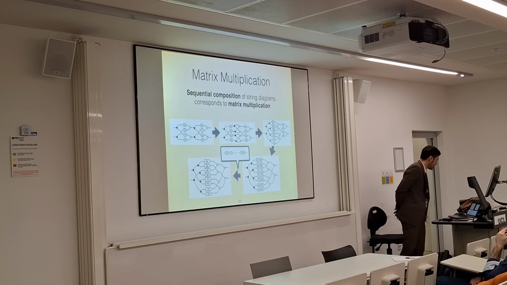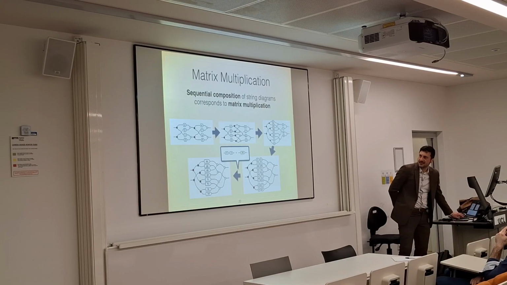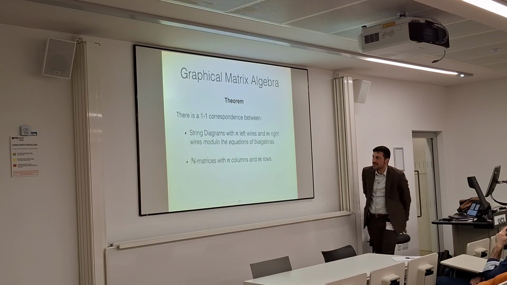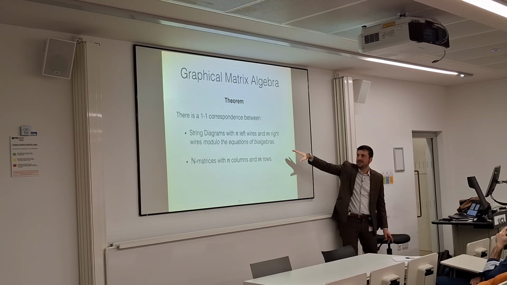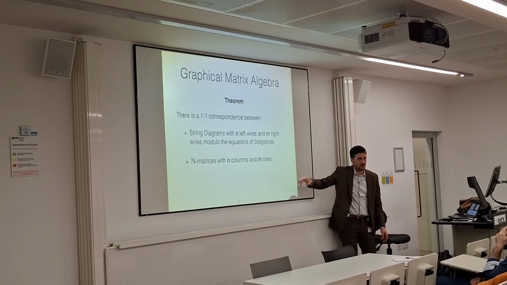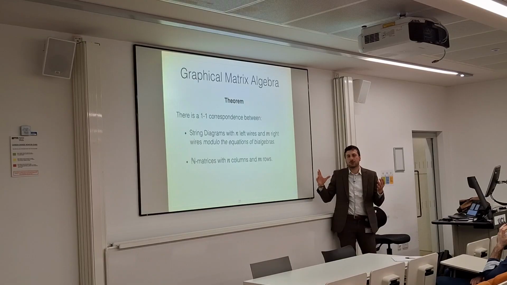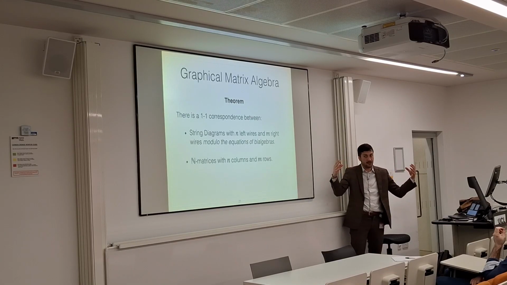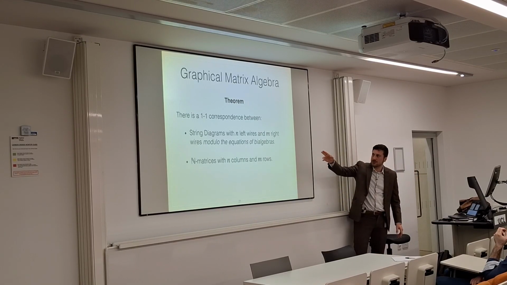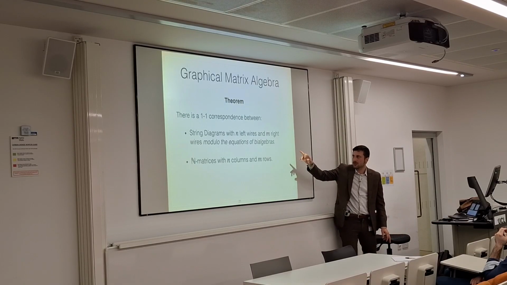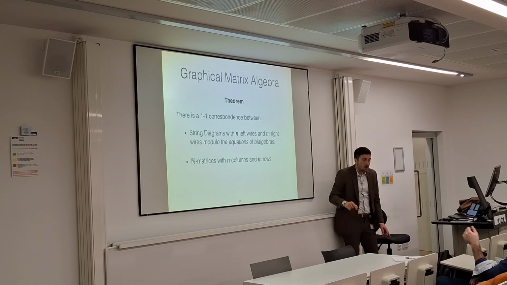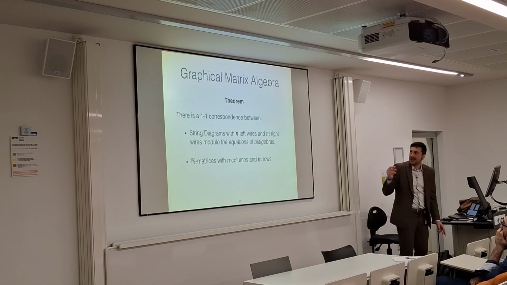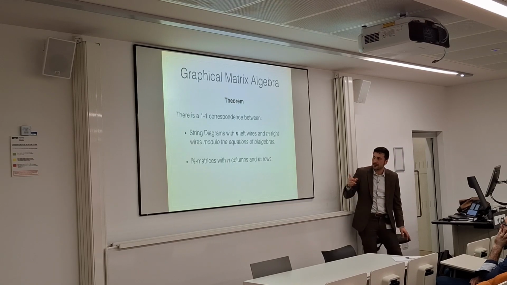Okay? So, this is not by accident. In fact, we can prove the following result. The string diagrams are in one-to-one correspondence with matrices, provided you quotient the string diagrams by the equations of bialgebras. So these equations we saw before, monoids, comonoids, and bialgebras, they are needed in order to ensure that 2 string diagrams that represent the same matrix are made equal. So if you take string diagrams modulo these equations, then they are in one-to-one correspondence with matrices. The left wires of your diagram correspond to the columns, the right wires of the diagram correspond to the rows.